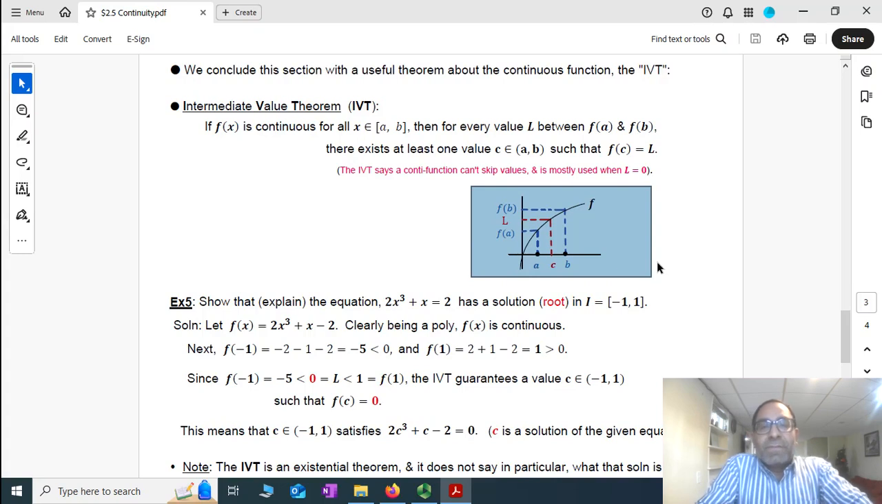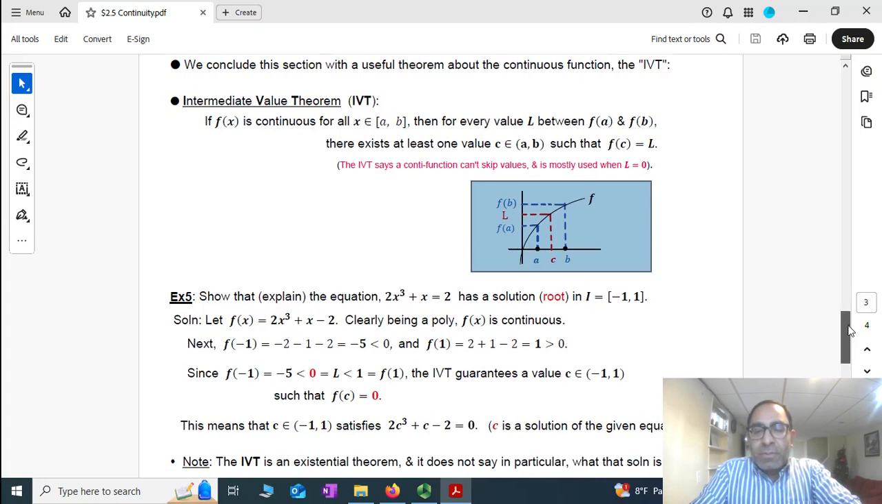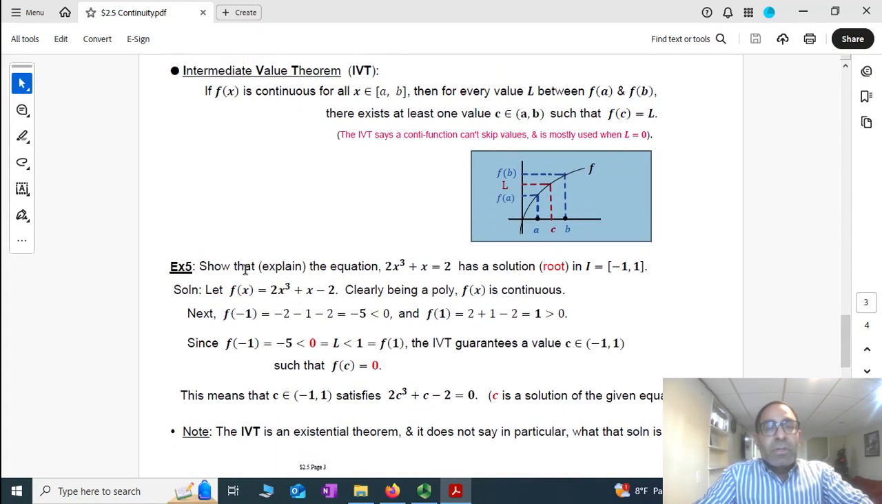Now let's do example 5. That's an example for the intermediate value theorem. Let me scroll a little bit down here. Good. So example 5: show that the equation 2x cubed plus x equals 2 has a solution in the interval (-1, 1). Now we are trying to find out whether or not this given equation has a solution. We are showing at least one solution exists, but we're not finding exactly which one.